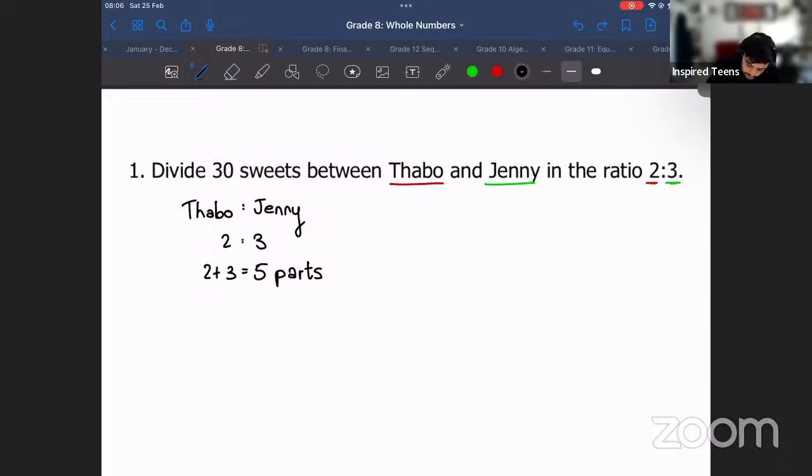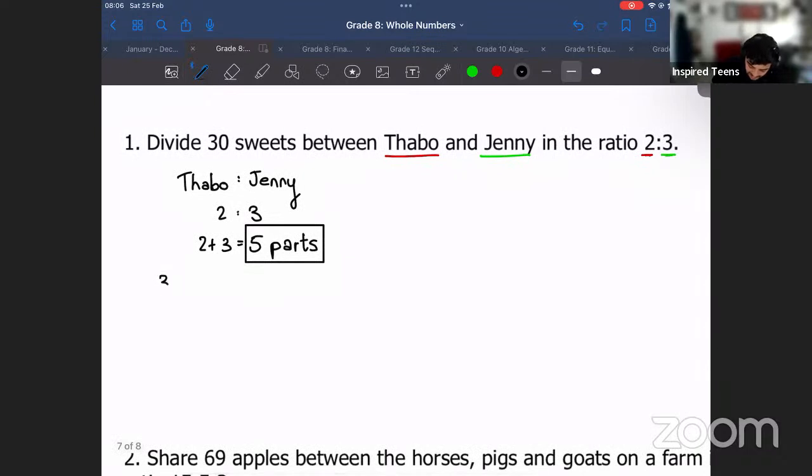So essentially what we need to do is take 30 and divide it by 5 parts so that we know the value of 1 part. Thereafter, we can give Thabo 2 parts and Jenny 3 parts respectively. So we say 30 divided by 5, and that gives us 6 sweets. Now we know the value of 1 part.